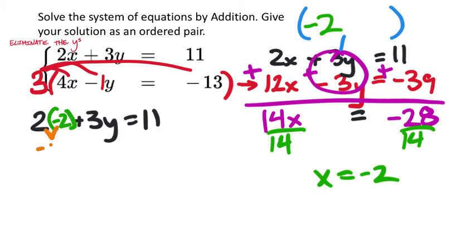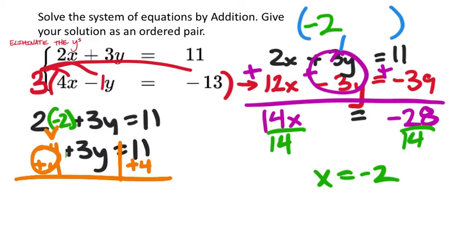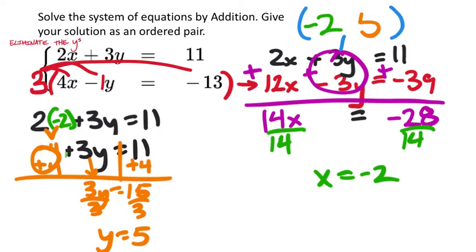So 2 times -2 is -4. And then I still have the plus 3y equals 11. So at this point, I'd add 4 to both sides. Oh, it's going to make that nice as well. Zeros that out. I'll drop my 3y, which equals now 15, and divide both sides by 3, and I get y equals 5. So x value is -2, y value is 5.